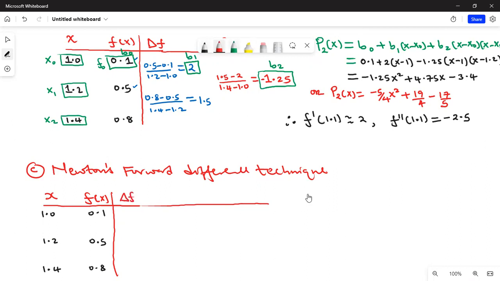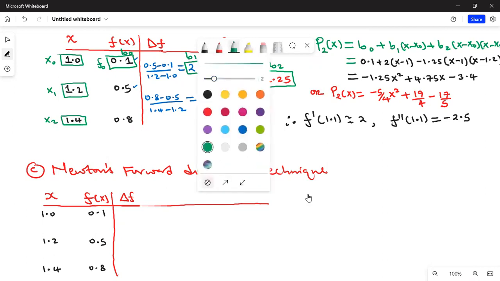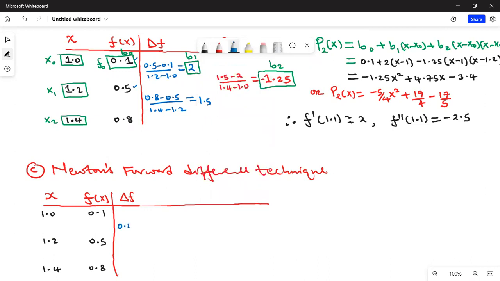So the first order difference, that is delta f, will give us, just subtract, 0.5 minus 0.1, that is 0.4. Here we have 0.8 minus 0.5, that is 0.3. Go to the second order, delta squared f. Again, if you subtract, you're going to get 0.3 minus 0.4, that's negative 0.1. So that's our table for the forward difference.